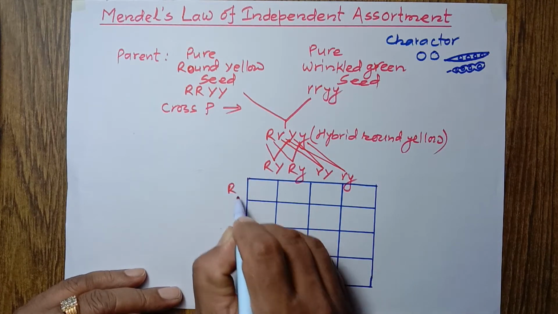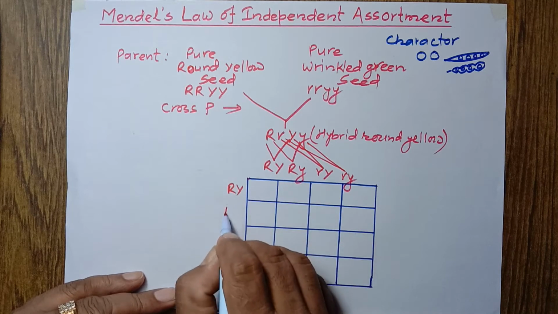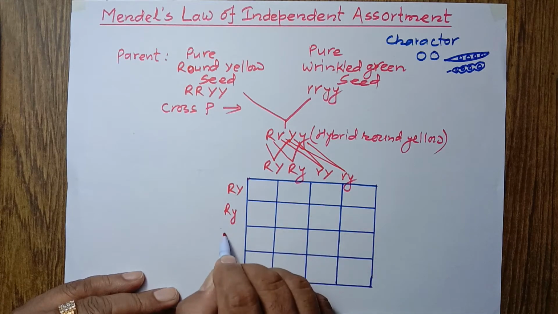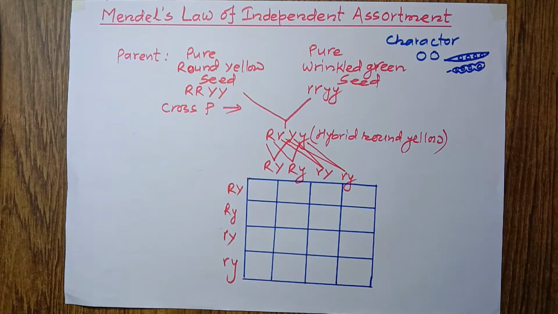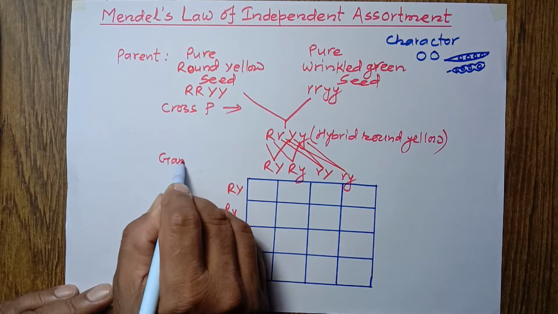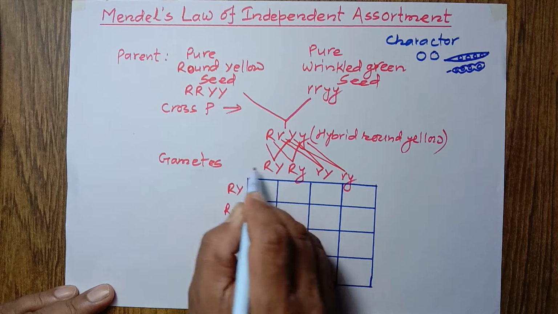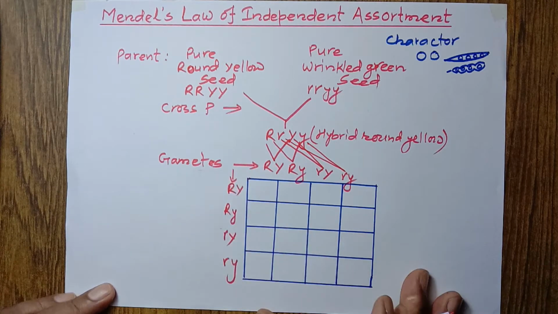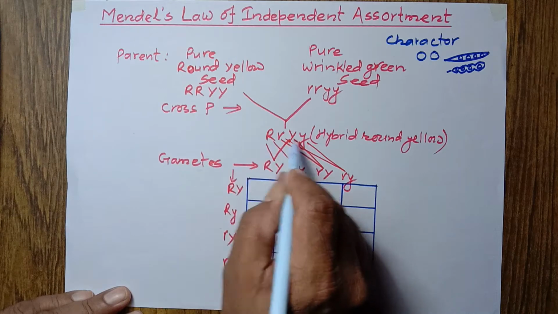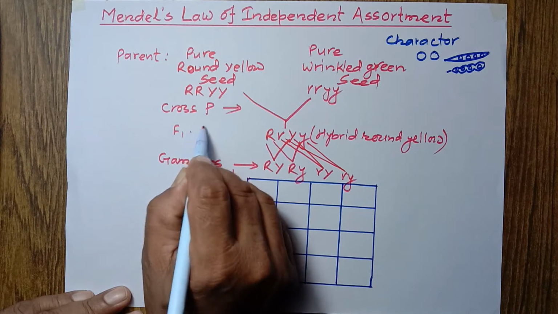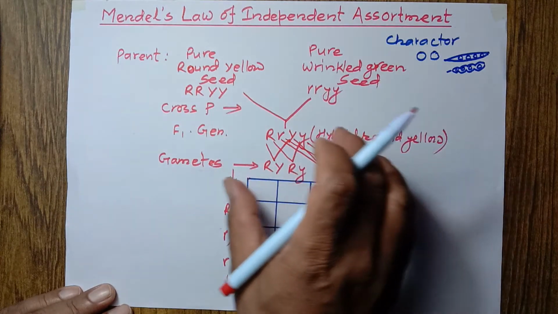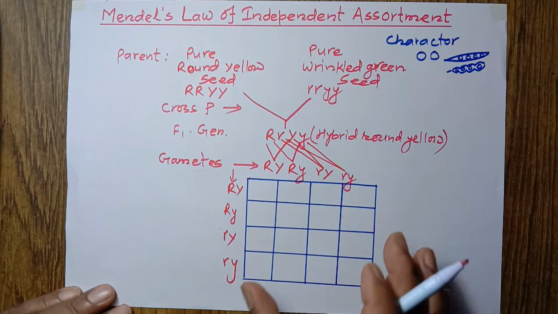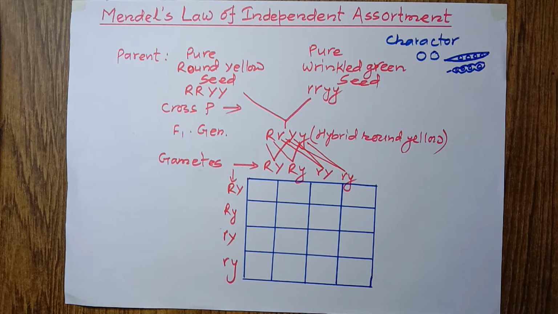Now this is another gamete. The possible gametes are written like this. Now I am writing here the possible gametes. These are the gametes, and this is the first generation, F1 generation. And now after this self-pollination, we are getting the second generation. Now how do we get the second generation, what type of gene will we have in the second generation?